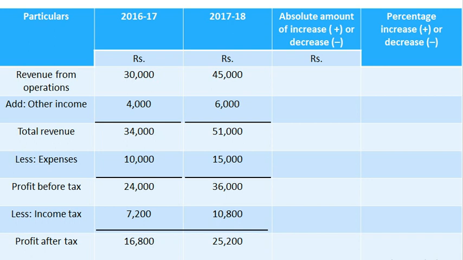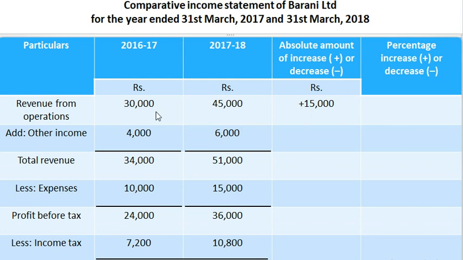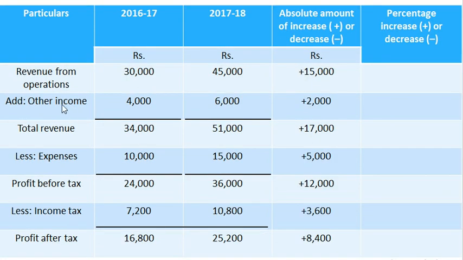After that, we have to find whether 2016-17 and 2017-18 is increasing or decreasing. By comparing to the previous year, revenue from operations has increased by 15,000. Similarly, other income has increased by 2,000. Total revenue has increased by rupees 17,000. Expenses have increased by 5,000. Profit before tax has increased by 12,000. Income tax has increased by 3,600 and profit after tax has increased by 8,400 compared to the previous year.